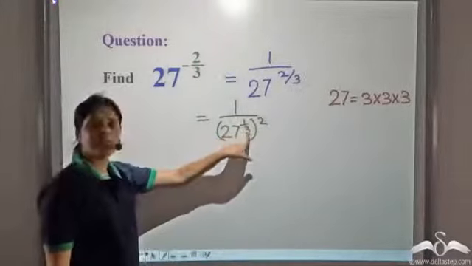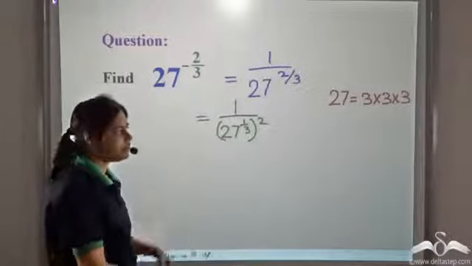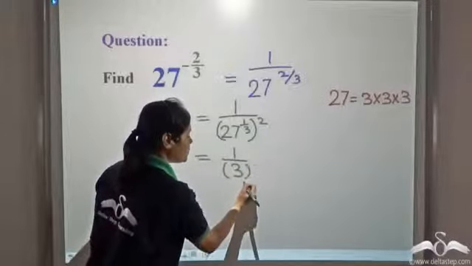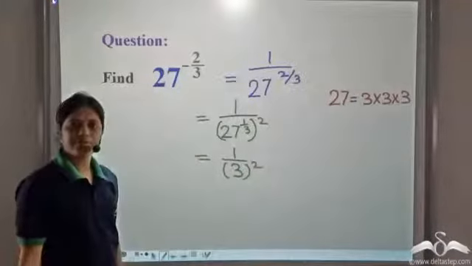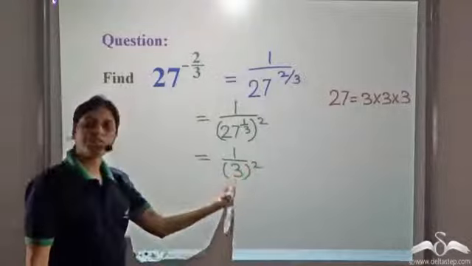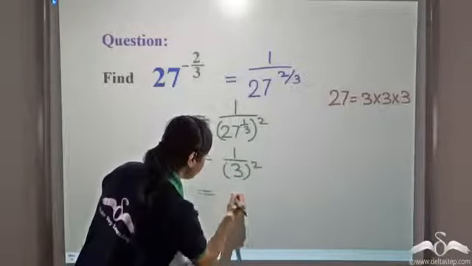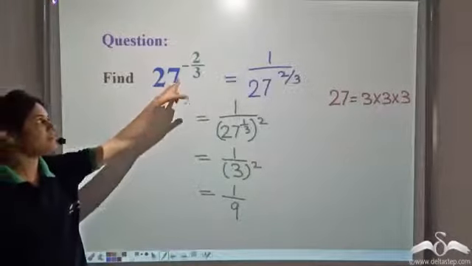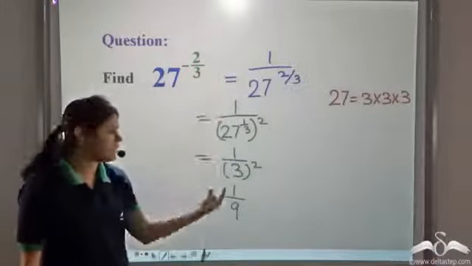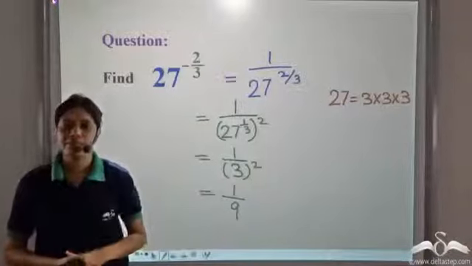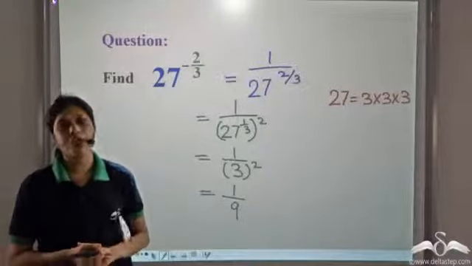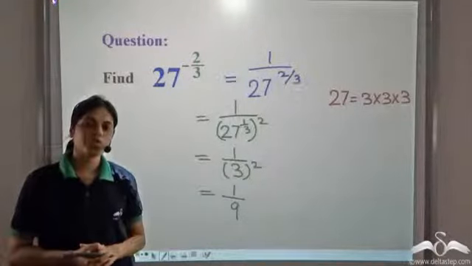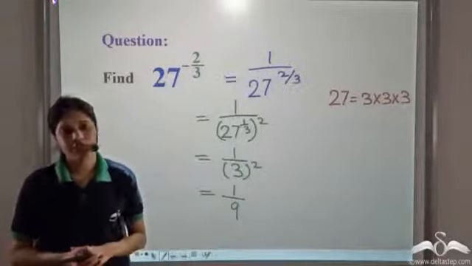27 to the power 1 by 3 is the cube root of 27, which is equal to 3. So square of 3 is 9. So we get 1 by 9. So 27 raised to the power minus 2 by 3 is equal to 1 by 9. And this is the meaning of fractional exponents. And we have seen that the laws of exponents also hold for fractional exponents.